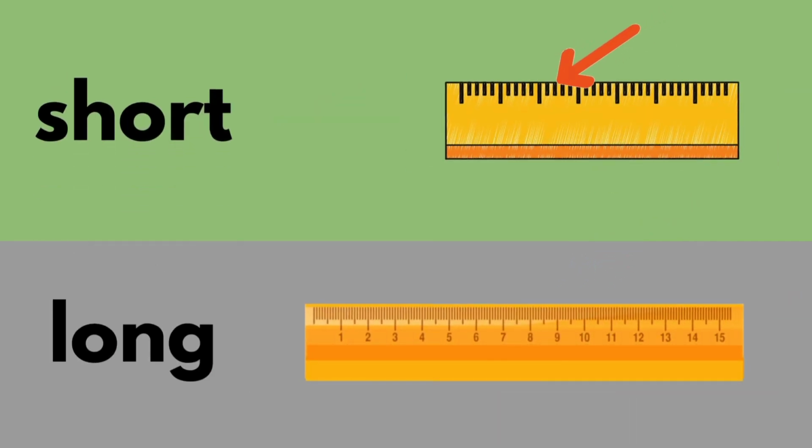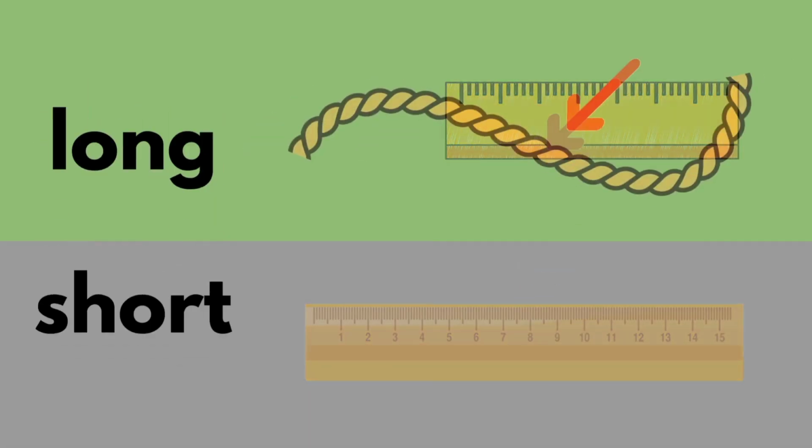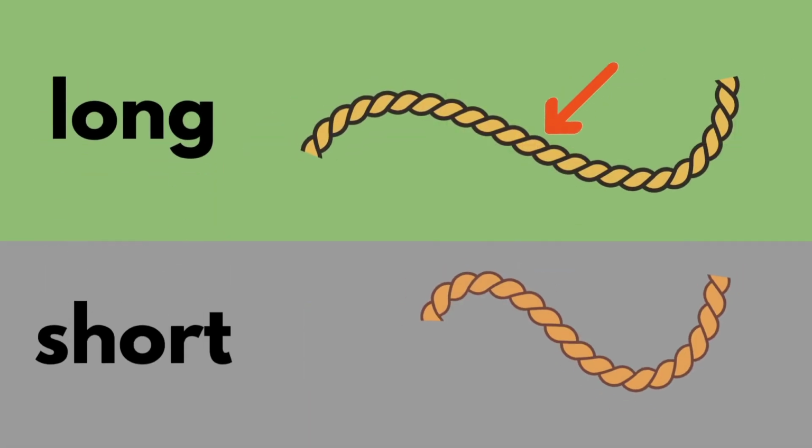This roller is short. This roller is long. This rope is long. This rope is short.